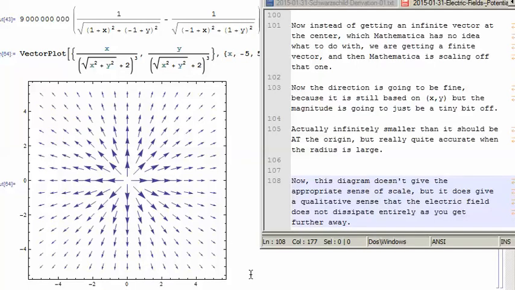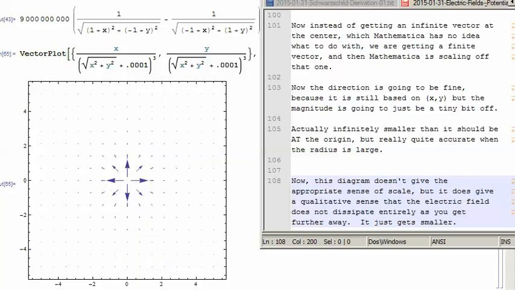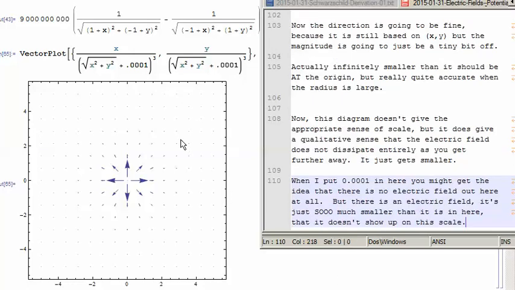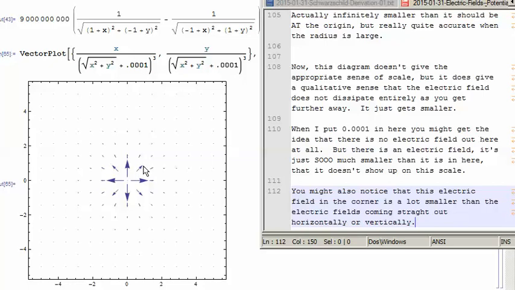Now this diagram doesn't give an appropriate sense of scale, but it does give a qualitative sense that the electric field does not dissipate entirely away. It just gets smaller. When I had 0.0001 in here, you might get the sense that there's no electric field out here at all. But there is an electric field out here. It's just so much smaller than the electric field from this point that it doesn't show up on the scale.